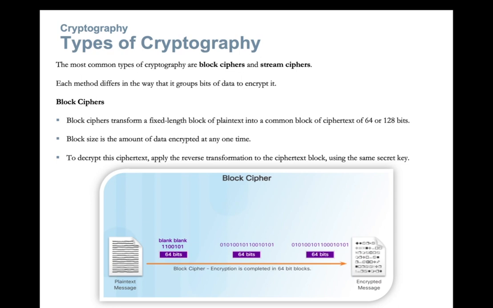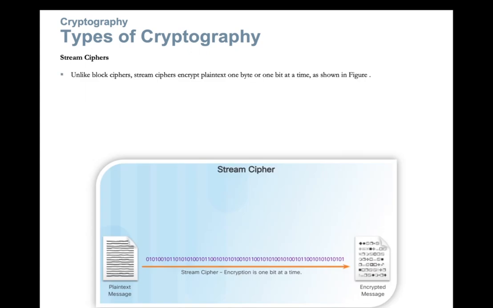Whereas another type of cryptography using private key encryption is the stream cipher. Unlike the block cipher, the stream cipher encrypts plaintext one byte or one bit at a time. Instead of blocks, every bit is encrypted, one byte or one bit. As shown in the figure, you can find this. So think of a stream cipher as a block cipher with a block size of 1 bit.